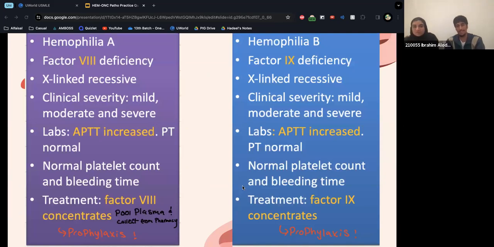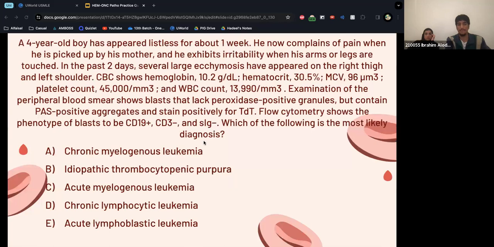Hemophilia is a high yield, easy thing for them to ask you. Hemophilia A is the factor 8 deficiency. Hemophilia B is the factor 9 deficiency. Their aPTT will be increased in both. And then the treatment is either you give them factor 8 or you give them factor 9. It's really basic. I don't recall getting a hemophilia question in third year, but it's taught, so you may get it. This is just to make sure you're able to differentiate the two from each other. Next question.